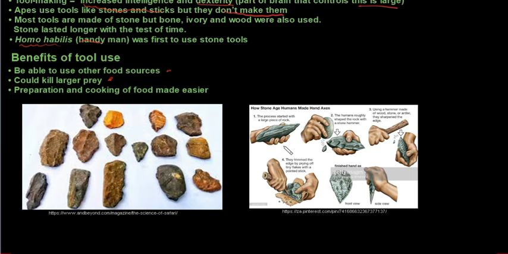And generally how they made them was firstly using bigger rocks to chop away at it, creating these sharper edges, and then they'd refine them by scraping or grinding them, or using other tools to make them a bit sharper. So that's the end of this first part of human evolution.